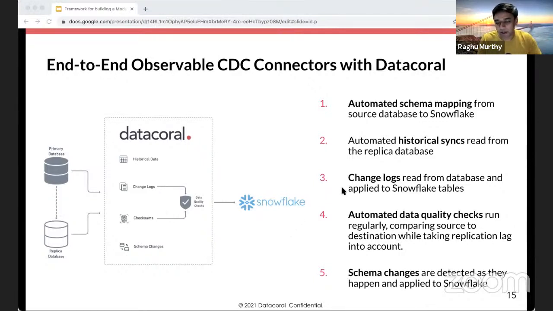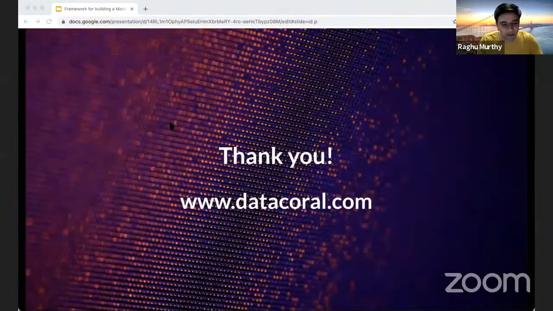We are able to provide data quality checks because we have an end-to-end pipeline implementation. That is what we've been able to leverage to build out fairly robust CDC connectors. So I think I covered most of what I wanted to talk about. I'll wrap up here, and I'll see if there are any questions that we can take.